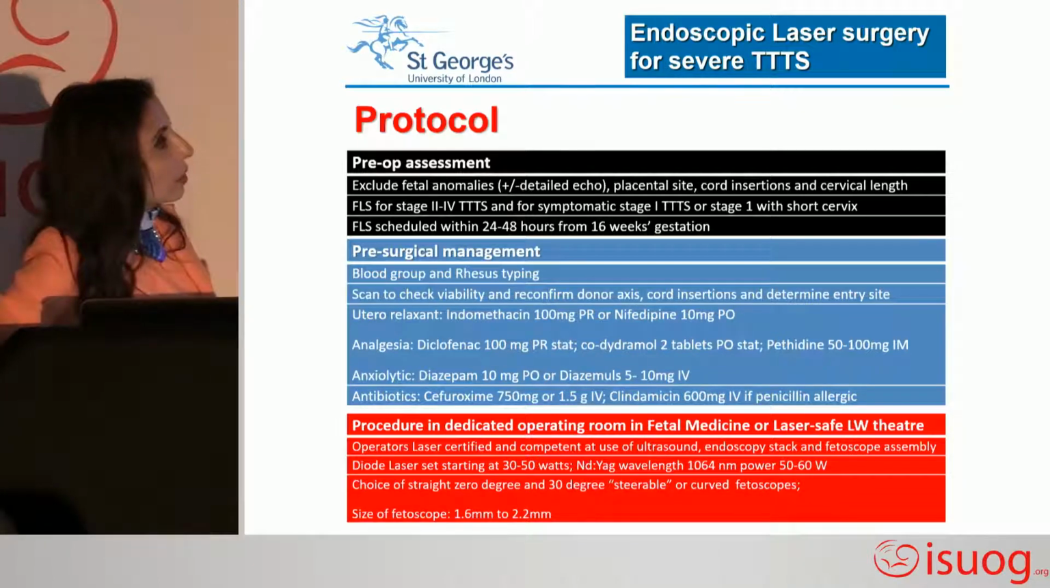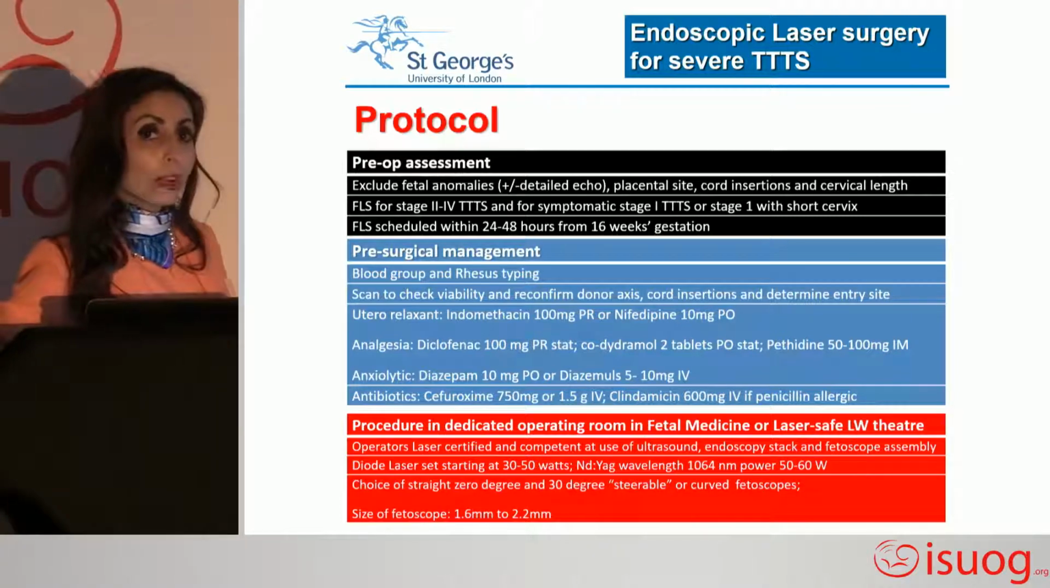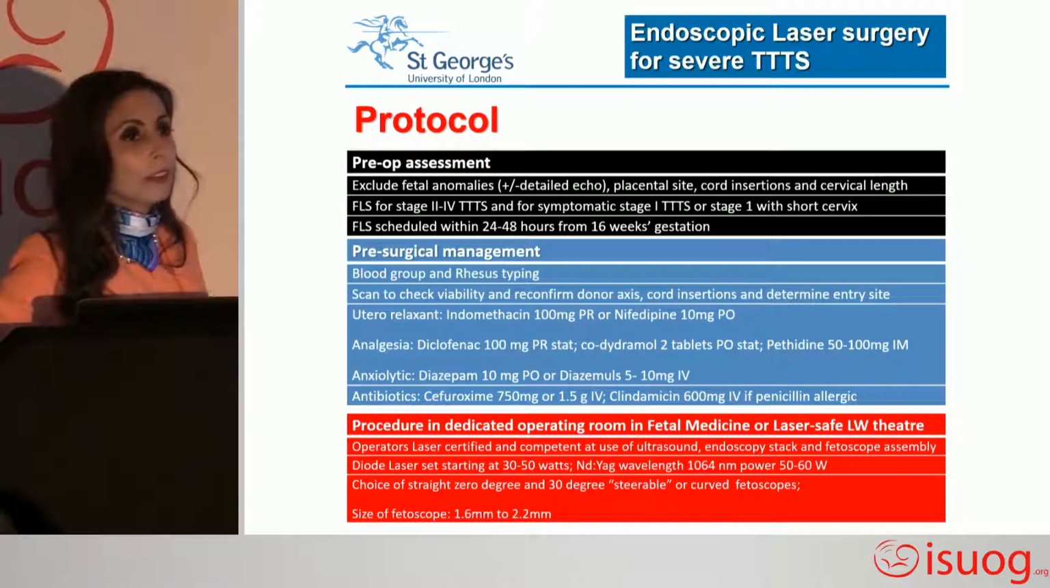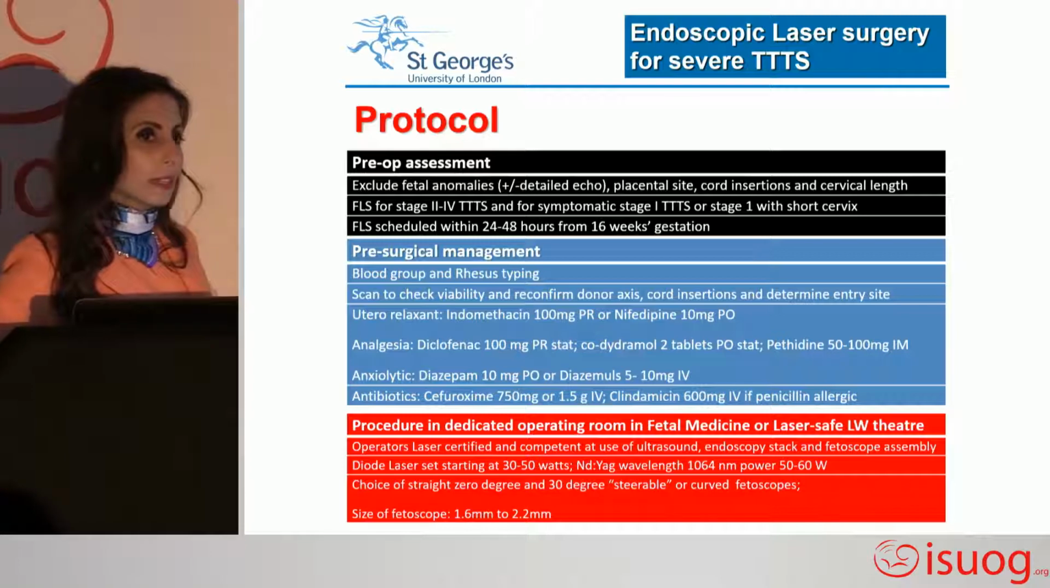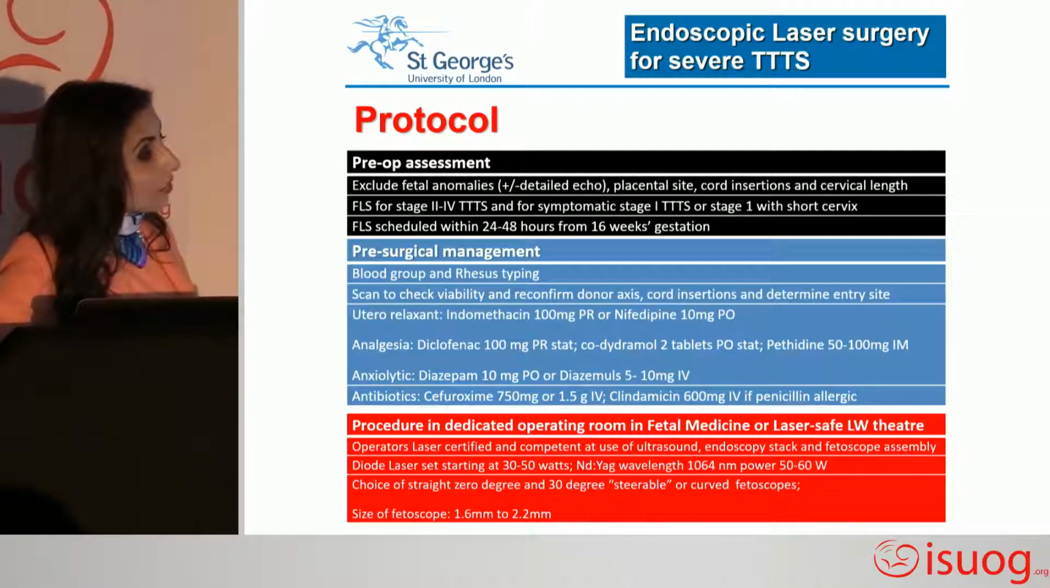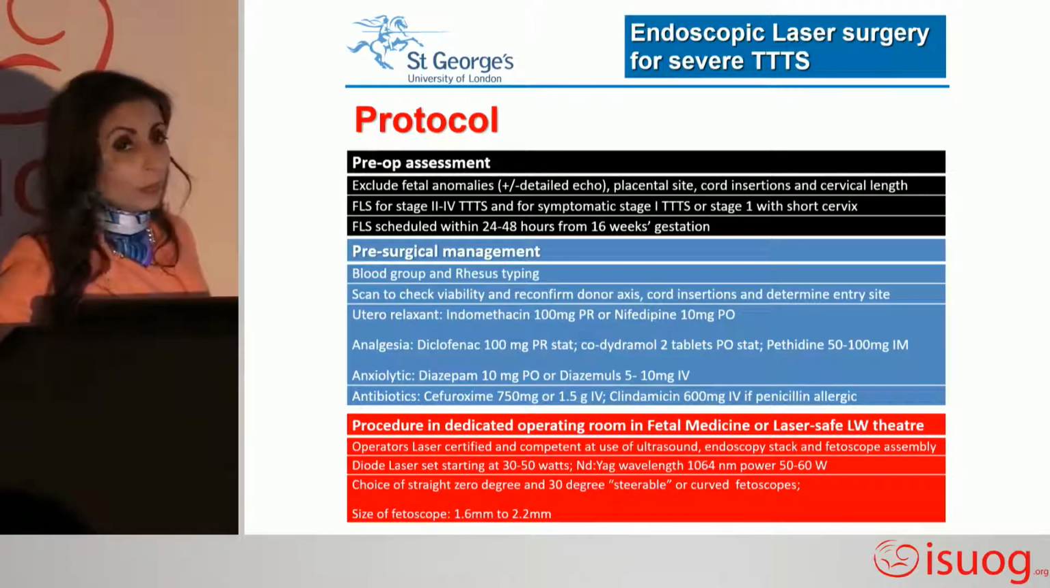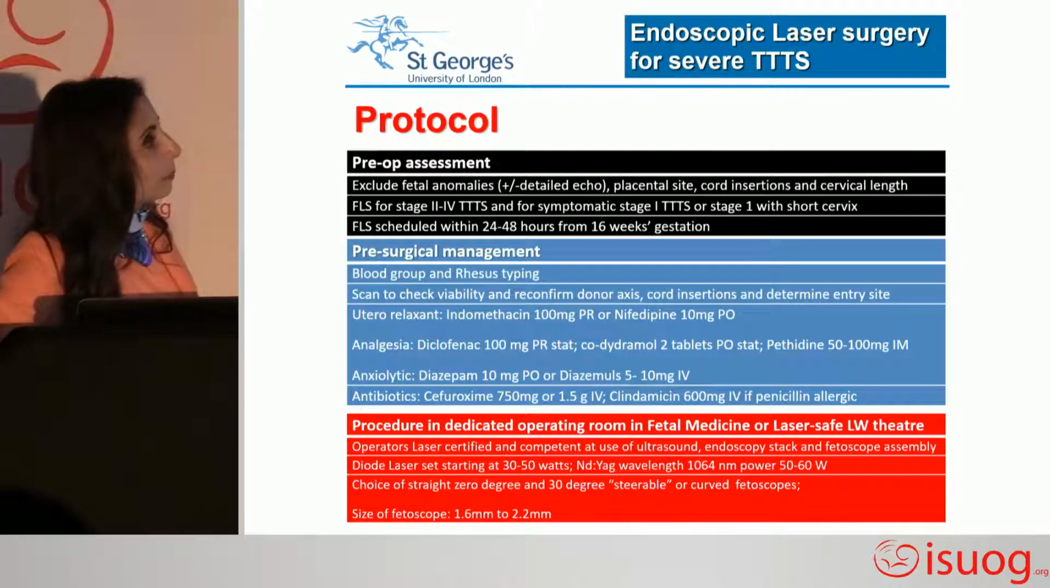So what do we tend to do? We take a blood sample for the blood group to determine the rhesus, because she would need anti-D if she's rhesus negative. Just before the laser, of course, you scan and determine the donor axis and the cord insertion, because that's really crucial to determine your entry site, where you're going to put your fetoscope. If you put it in the wrong place and can't see the equator properly, that's almost a failure of the procedure, meaning you're unlikely to be able to complete it properly.